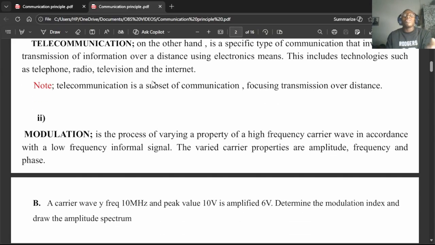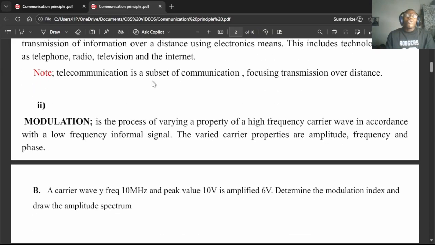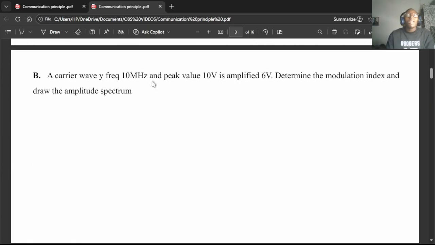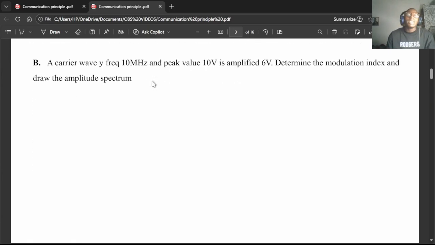Now for the calculative aspect of the course, we were given a question. This is also question 1. Now for your question 1, what is it saying? A carrier wave frequency is given to be 10 millihertz and the peak voltage of 10 volts. The peak voltage is now amplified to 6 volts.